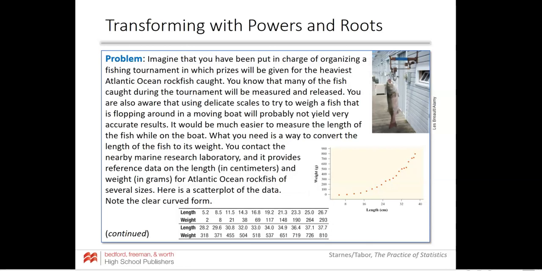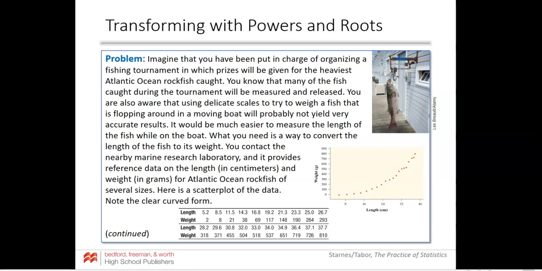You've been organizing a fishing tournament, looking for the heaviest type of fish, but fish evidently are hard to weigh, and so you find out it would be easier just to measure their length and then use a scatter plot to make an estimate of how much they weigh, and that would be easier for some reason. So here's the data. Unfortunately, the data looks nonlinear. It looks kind of curved there.